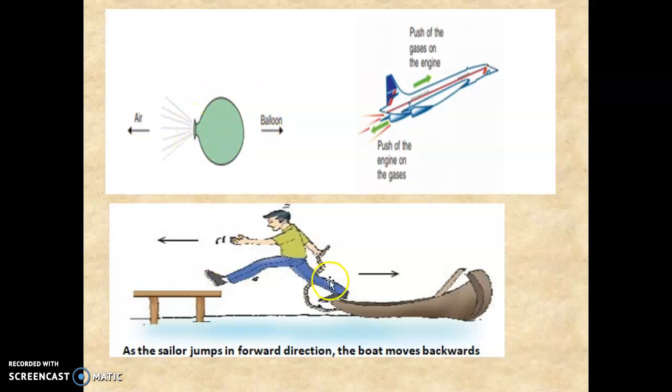Now this is another example. As a sailor jumps in the forward direction, the boat moves backward. So if a sailor is moving in the forward direction, what happens? The boat will move in the backward direction. These are the examples of Newton's third law of motion.